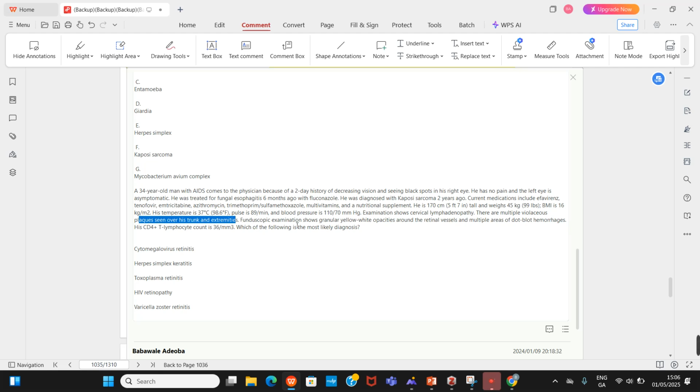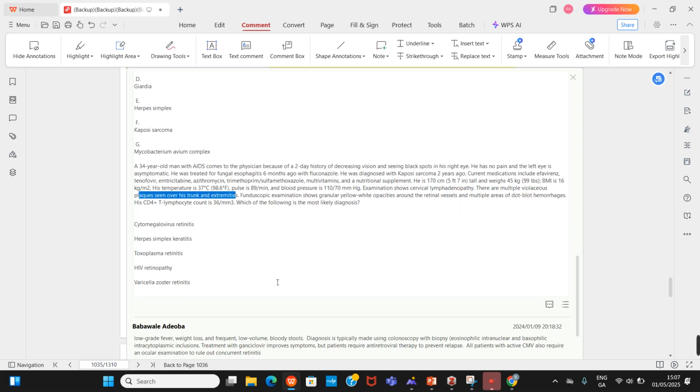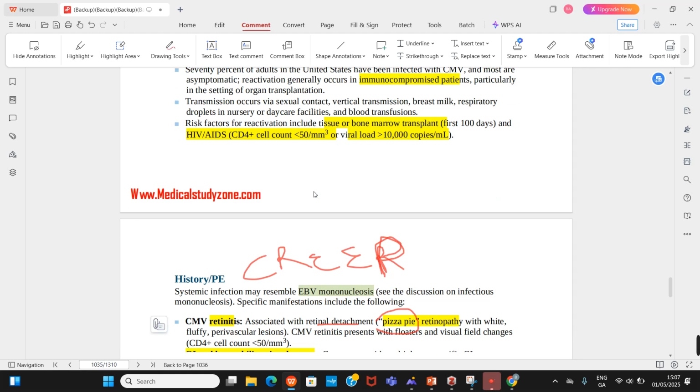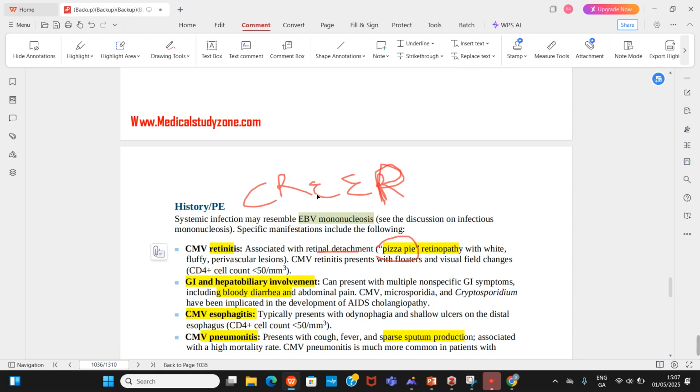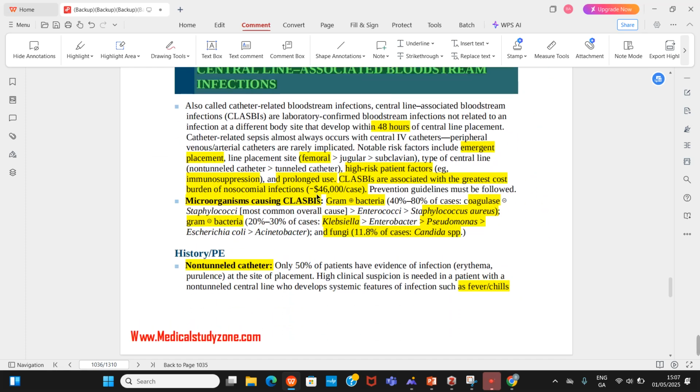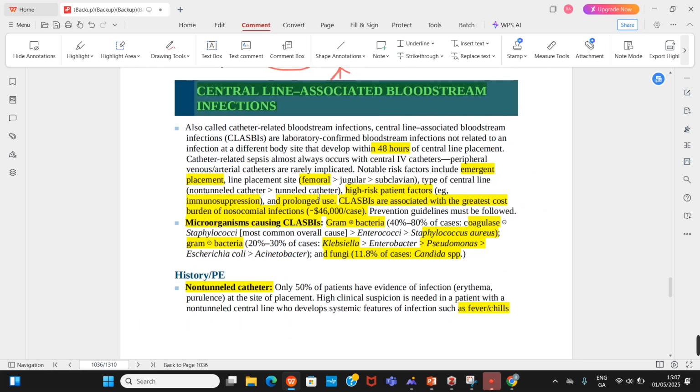That is Kaposi sarcoma. So, fundoscopic examination shows granular yellow-white opacities around the retinal vessels and multiple areas of dot blot hemorrhage. CD4 count is 34. Which one is the most likely diagnosis? CMV retinitis. Very simple. Okay, so expect a lot of HIV related questions in your exam. I can tell you for free, you will see it. They will bring it. HIV related problems will be there. So we have to know it.